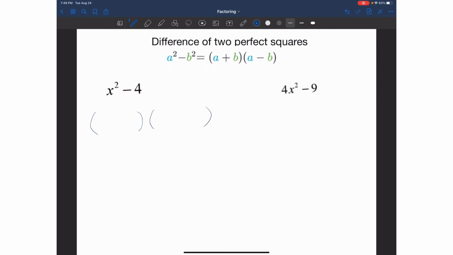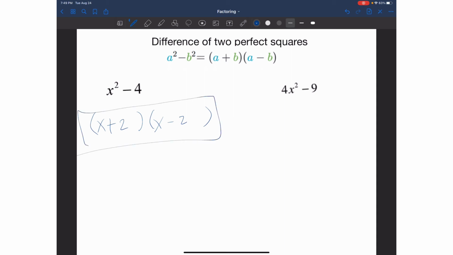So when we start solving for it, the square root of x squared is x. And then again, I'm going to have a plus sign. And then I'm going to have the square root of b, which is 2. And then I'm going to repeat that, but with a minus. So on this one, it's going to be x plus 2 times x minus 2, which will be my answer.